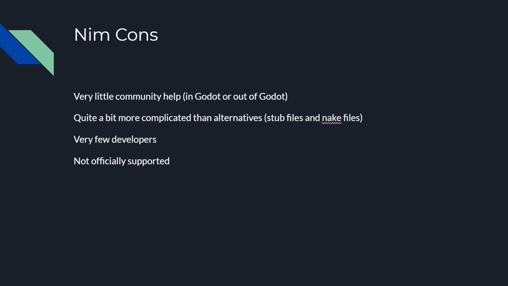It's quite a bit more complicated than alternatives. You have to have stub files and nake files, and you have to deal with a compiler, compared to Rust, where it's literally just build this thing and throw it over and you're pretty much done. Nim has a lot more setup that goes with it, but once you have it set up, it's pretty good and pretty easy to work with, but it's just something to keep in mind.